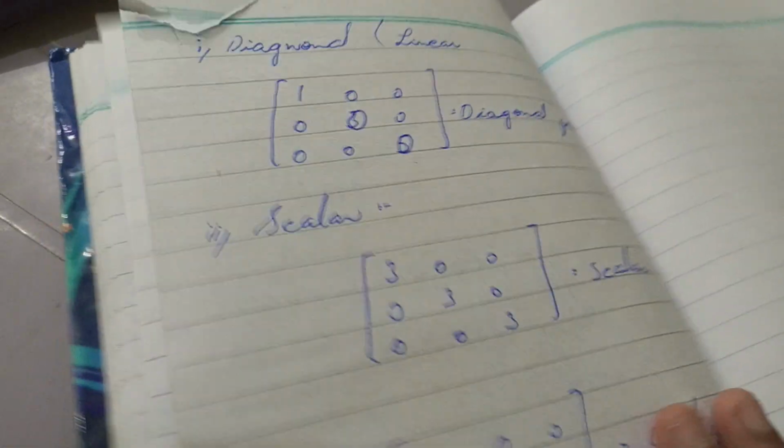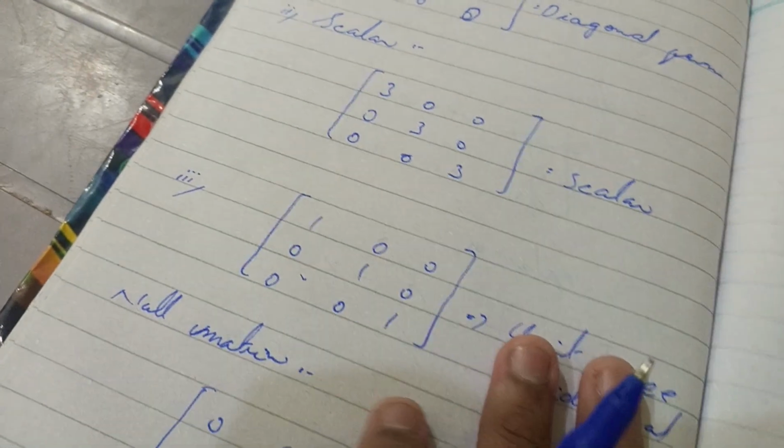In the next video we'll discuss the Hermitian, nilpotent, and so many other kinds as well, and we'll do the solutions as well.